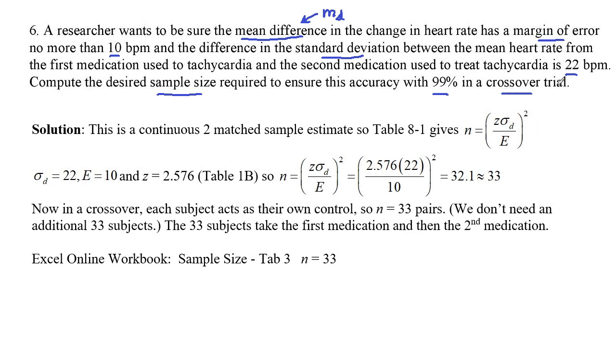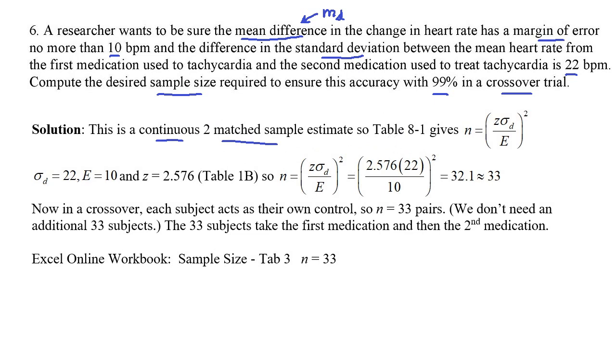So although they've mentioned a crossover trial here, they've given us not a level of significance, but what they've called accuracy. We really should interpret that as 99% confidence because they haven't given us a power for the test, and you would need that to determine sample size for a hypothesis test. So this is a continuous variable. Okay, the mean difference is continuous, and then it's 2 matched samples estimate.